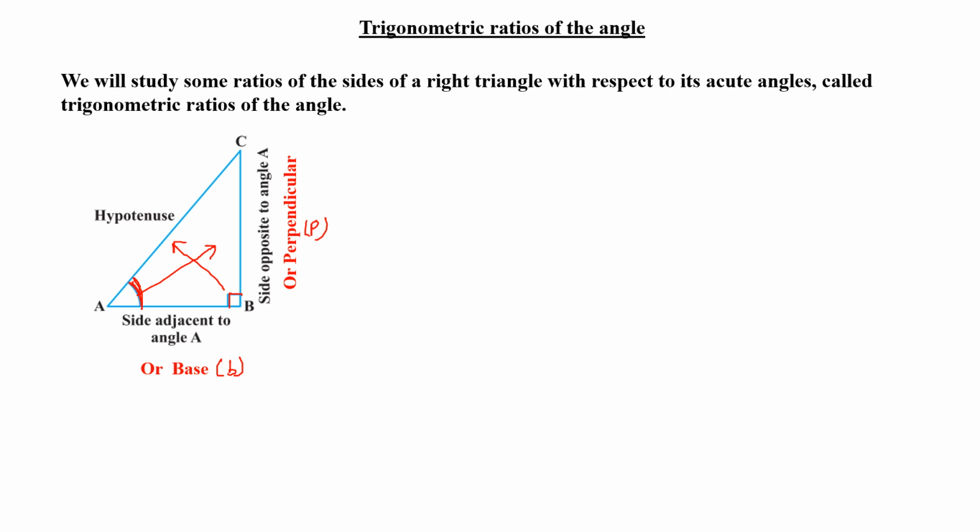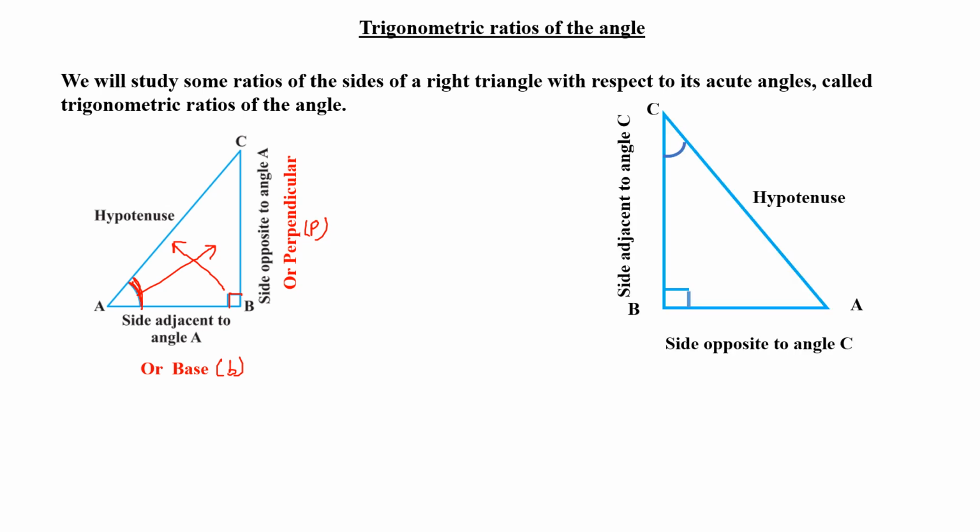Now I am going to take another angle for the same triangle. Now I have taken this angle C. The hypotenuse will remain the same because the side opposite to the right angle is the hypotenuse, so AC is the hypotenuse. Now the side which is opposite to angle C is AB, and the side which is beside it, the adjacent side, is BC.